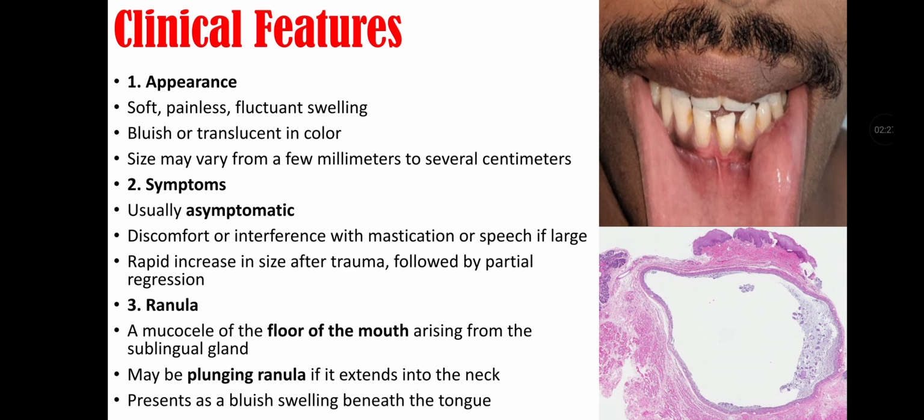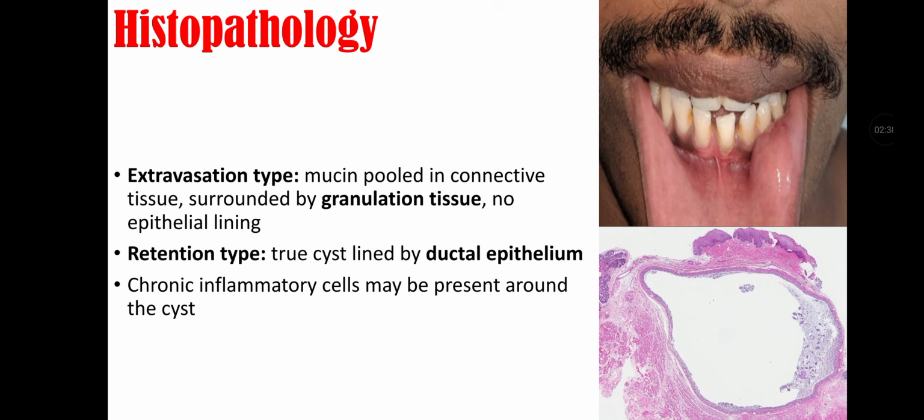Third is ranula, that is a mucocele at the floor of the mouth that arises from the sublingual gland. It may be a plunging ranula if it extends into the neck, and it presents as a bluish swelling beneath the tongue. Histopathology of salivary mucocele.